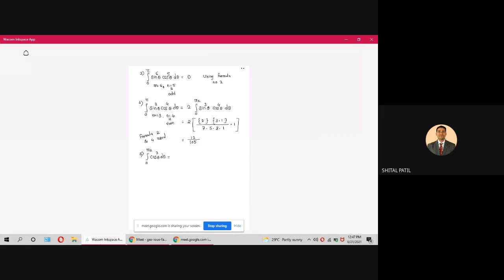No need to use formula number 1, that is for 0 to 2 pi. Correct. No need to use formula number 2, there we have limit from 0 to pi. Okay, so formula number 3. And what is the formula? The formula for cos and sin is the same. Therefore, 7, 6, 5, 4, 3, 2, and 1. Odd number, therefore, the last number is 1. Simplify. That's it.